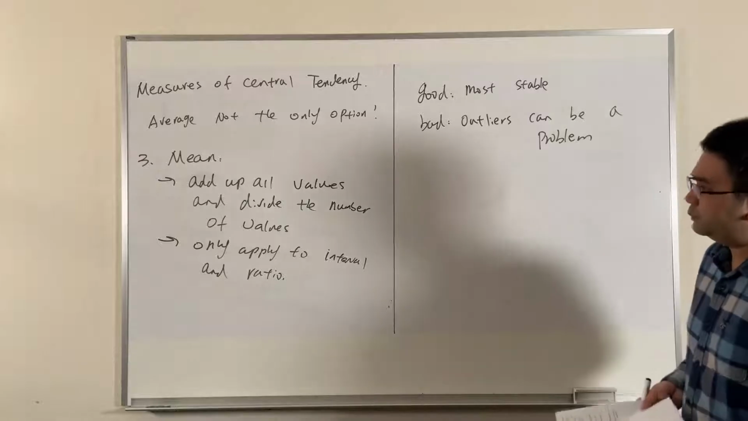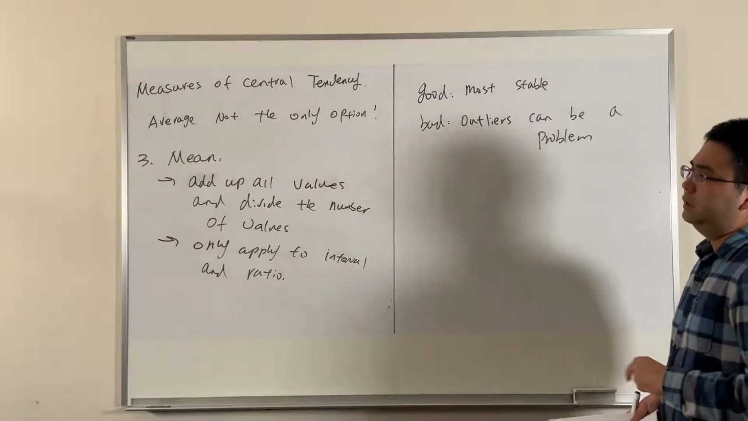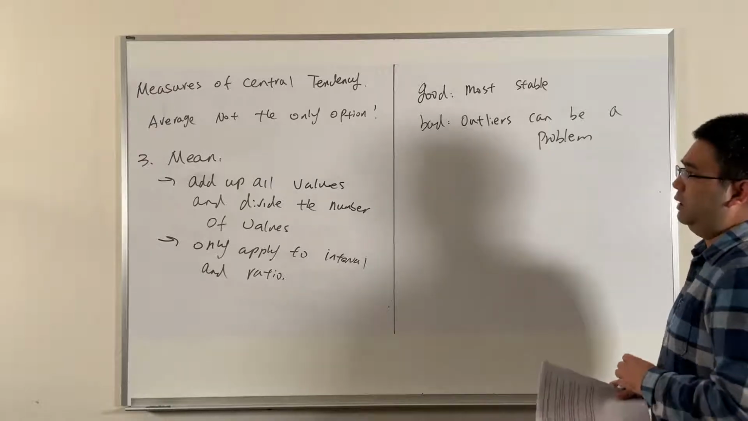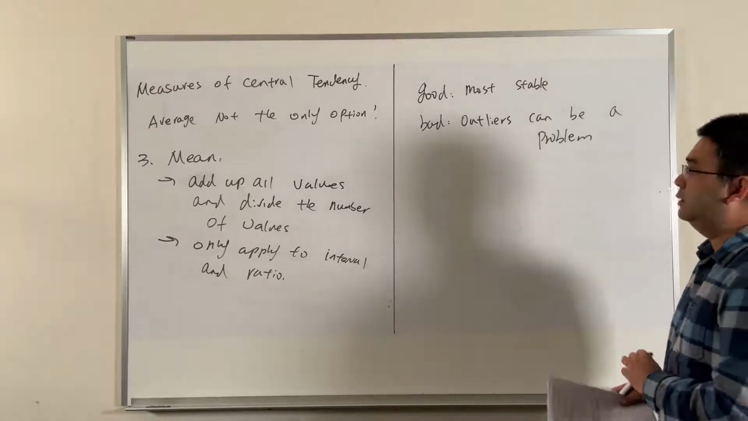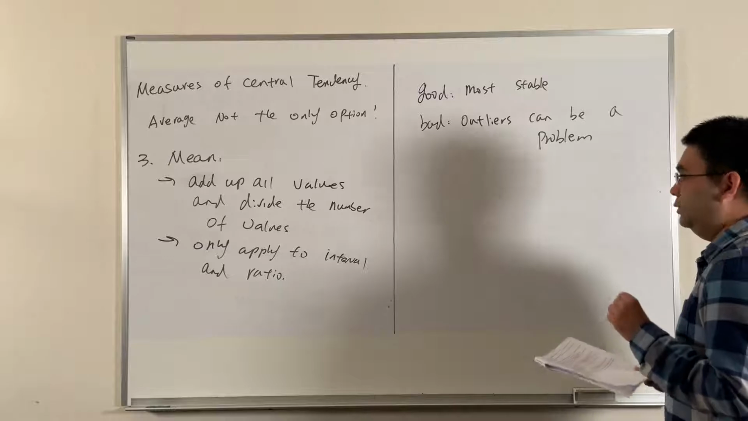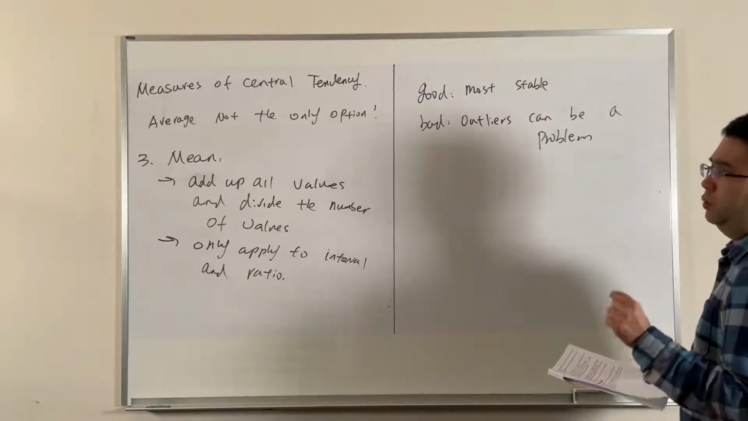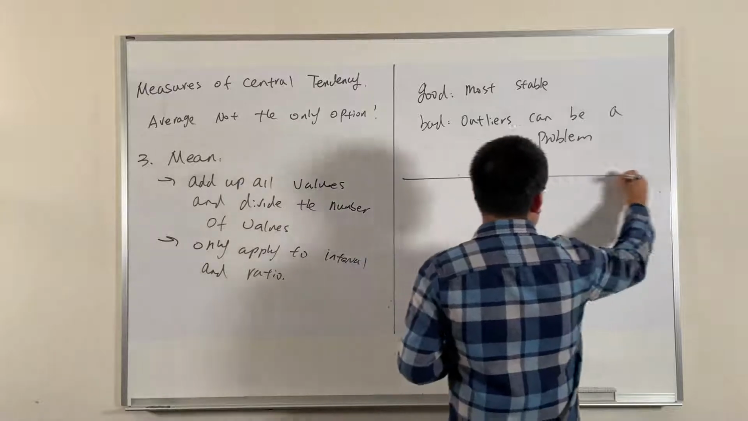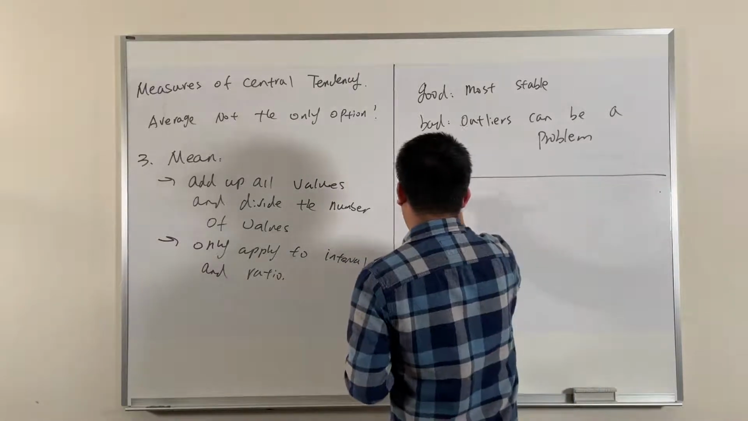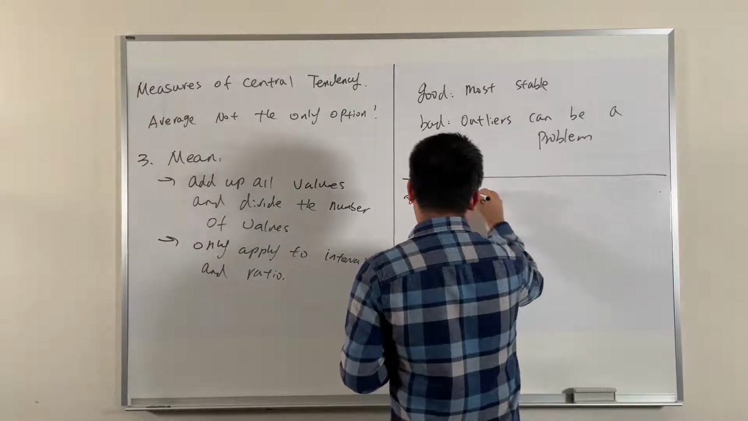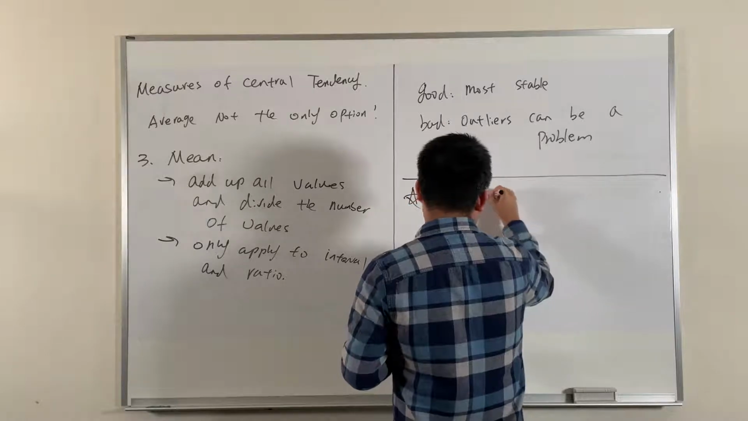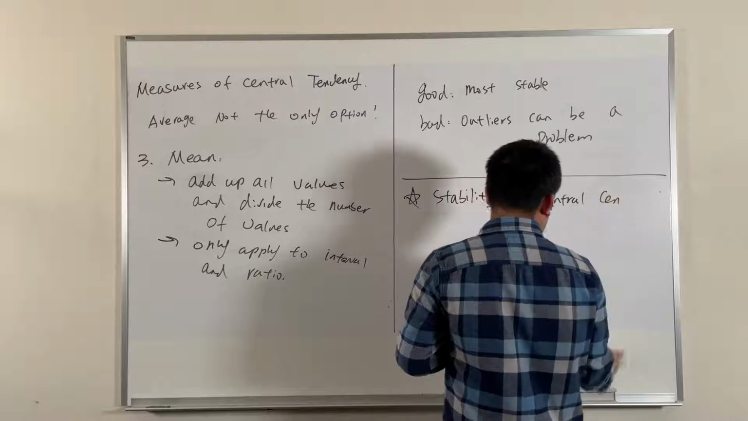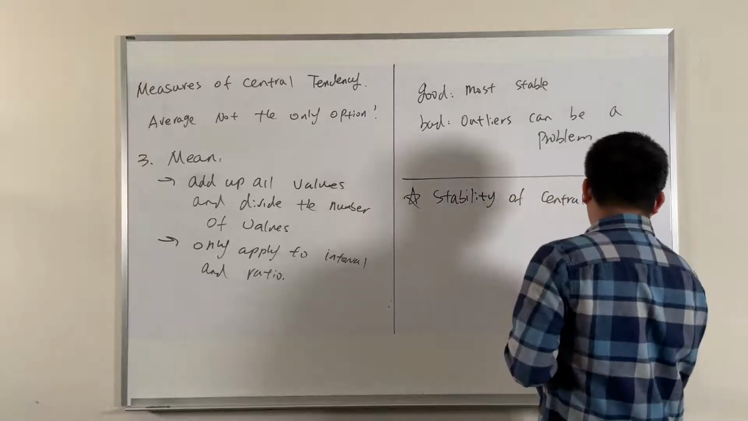Okay, so now we've discussed the three options that we have to describe a set of data in terms of central tendency. Next, I want to talk about what stable means, so what does stability of central tendency mean?